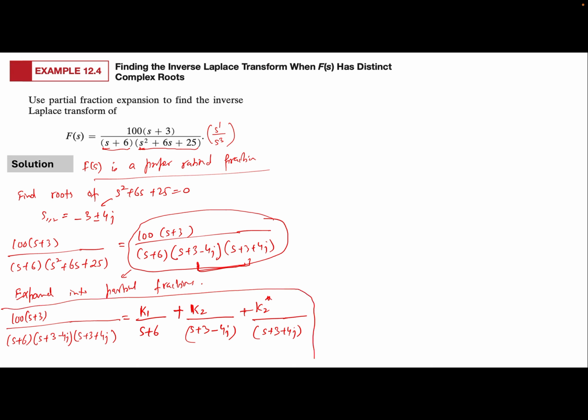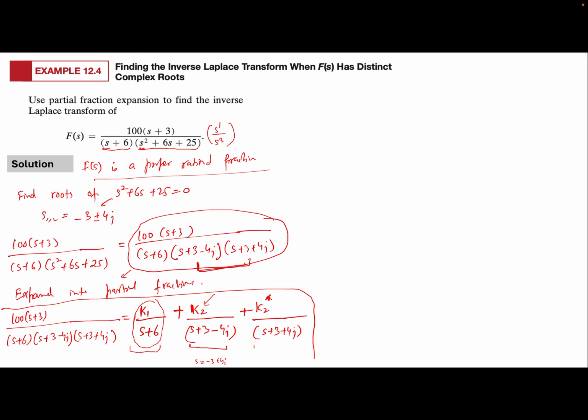Okay. In order to solve this, again, I'm going to employ exactly the same thing that we have been doing, so I'm not going to do the details. In order to find k1, I am going to multiply both sides by s plus 6 and evaluate both sides at s equals minus 6. In order to find k2, I'm going to multiply both sides by s plus 3 minus 4j and evaluate everything at s equals minus 3 plus 4j. I don't need to do k2 prime because it is going to be a complex conjugate of k2 anyways. So all I have to do is to only find k1 and k2.